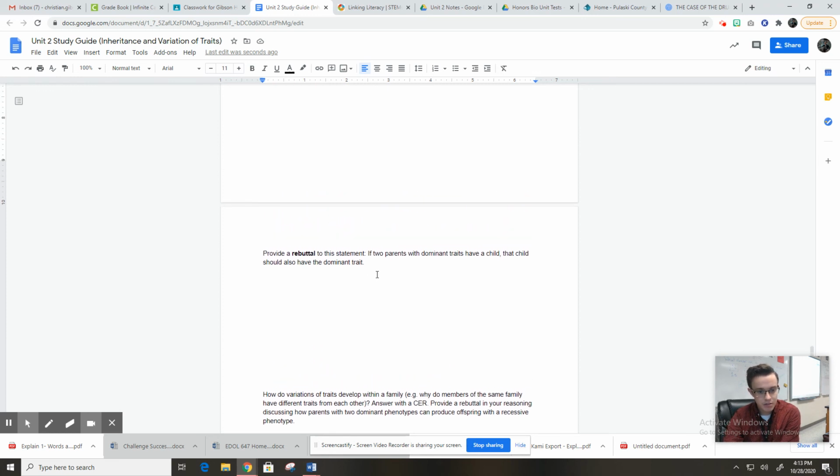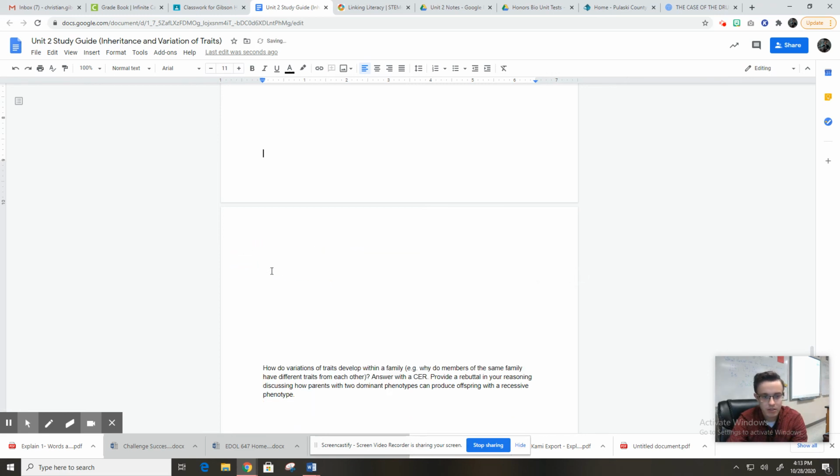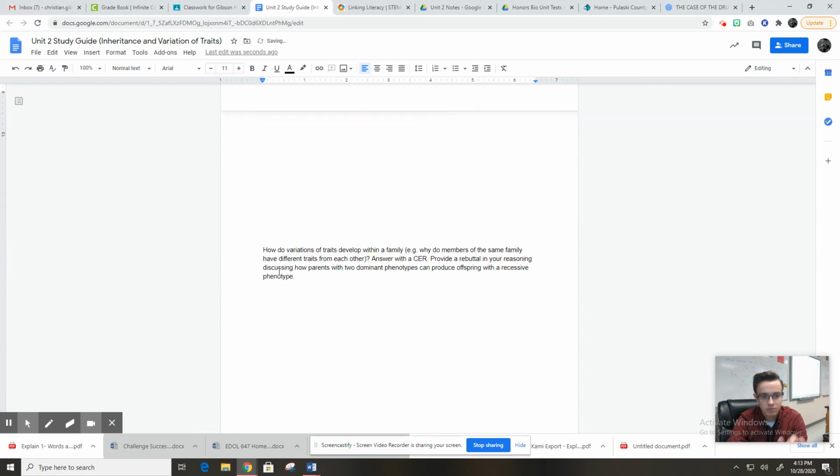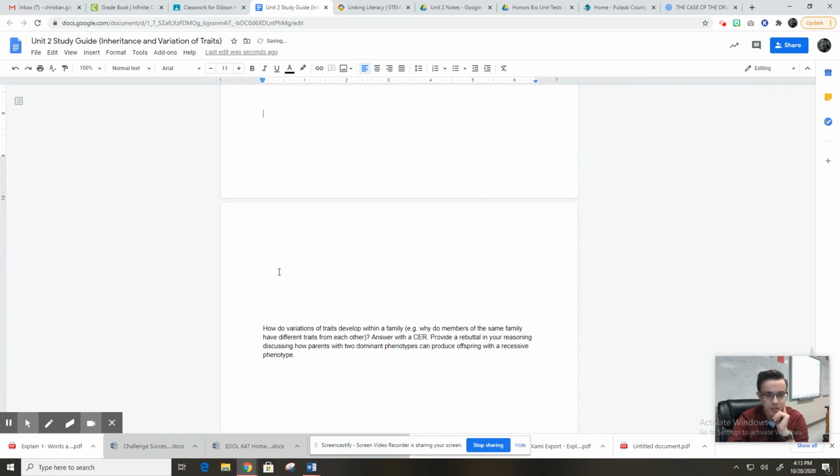So it says, provide a rebuttal to the statement of two parents with dominant traits. So this needs to go. I'm going to delete that actually. It's a typo.